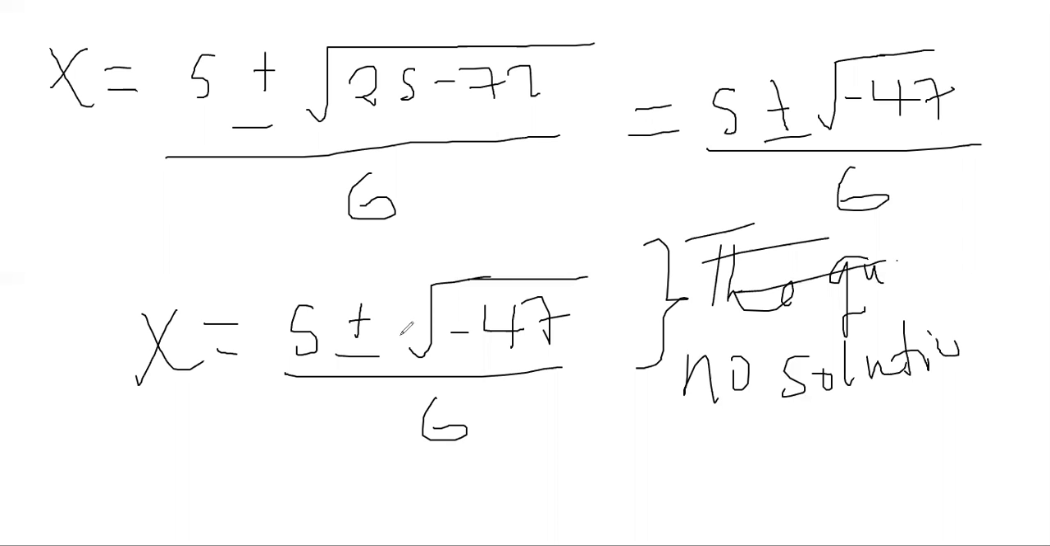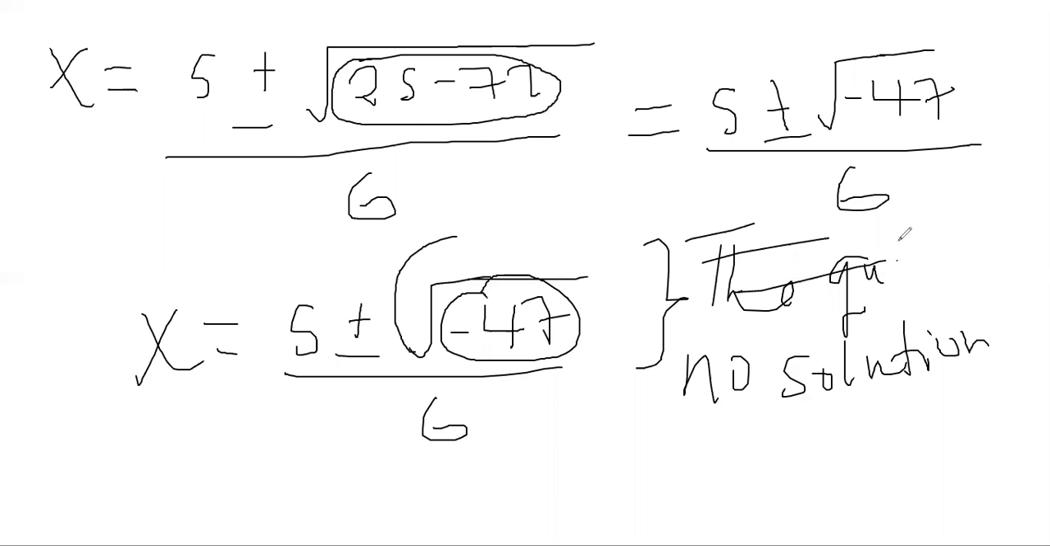Once this term here becomes negative, you can't find a solution for it, so you can just conclude that there is no solution. You will see that this term inside here is very, very important in determining whether the quadratic equation has a solution or not.